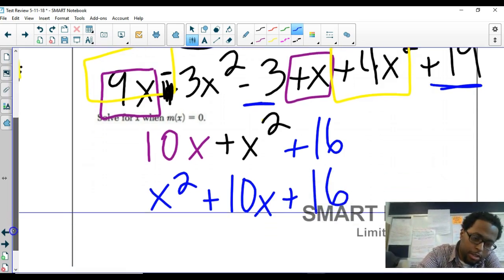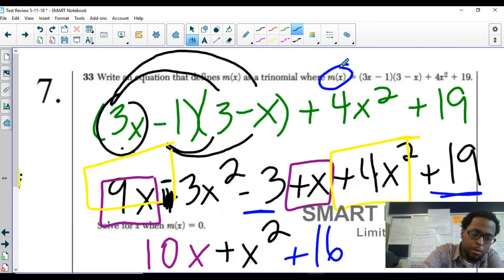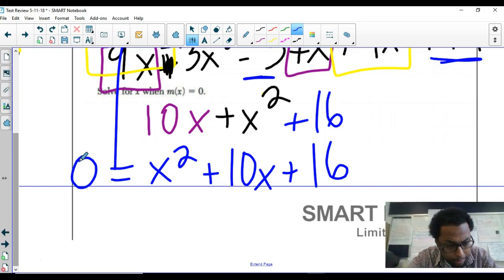The second part of the question says solve for x when m of x equals 0. So I'm going to take this whole equation, and where it says m of x, I'm going to make it equal to 0. Okay. A couple methods work here. I can always use the quadratic formula. It always works. For time purposes, I'm going to go ahead and use factoring. I think factoring works here.